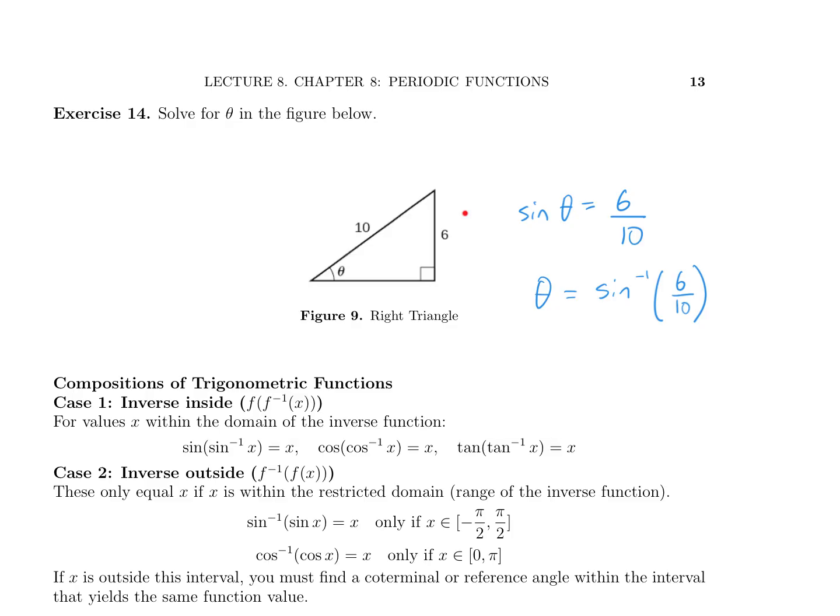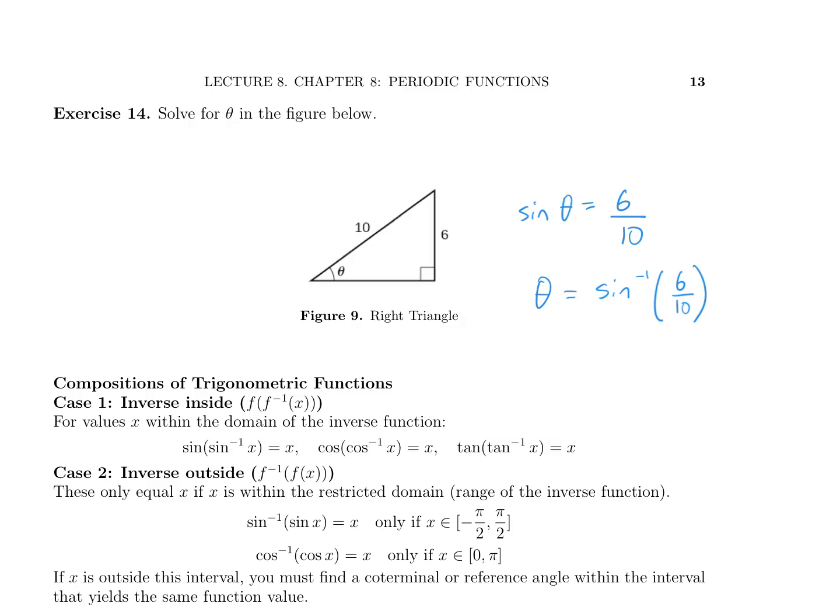So you see how that works? You're taking the inverse sine of both sides here. If you take the inverse of the left side of the equation, you just get theta, because sine and inverse sine essentially cancel each other out. And when you take the inverse sine of the right side, you get this expression here.